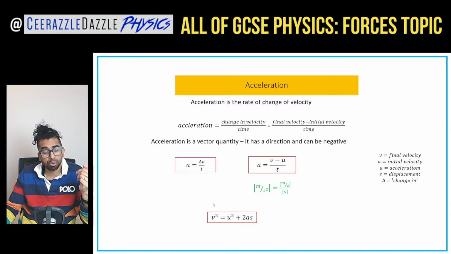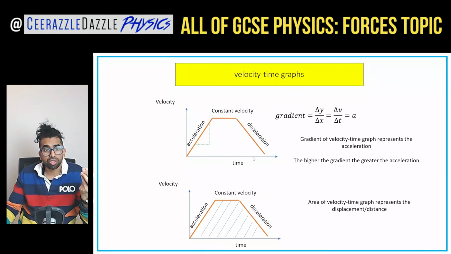And we have another formula which is going to be v² = u² + 2as. Make sure you're able to use that and rearrange that to make v the subject or u the subject, where v is going to be the final velocity, u is going to be the initial velocity, a is going to be the acceleration, and s is going to be the displacement. Velocity time graph. So right now I have a velocity time graph over here.